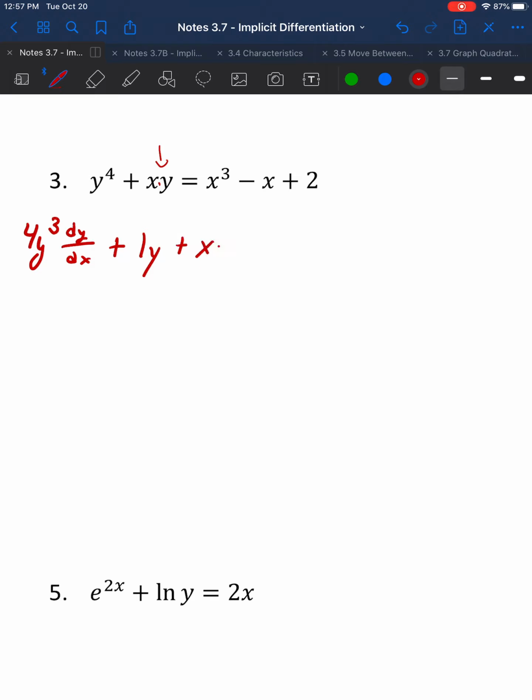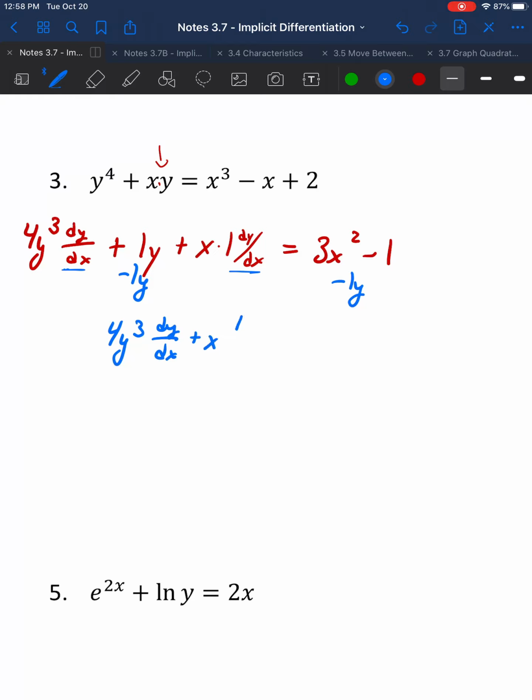Number 3 is a bit of a doozy. So first, I would have 4y cubed, but I have to have dy/dx, plus, I go to take the derivative of this term, I have a product. So derivative of the first, keep the second, plus keep the first. Derivative of y is going to be 1 dy/dx, equals 3x squared minus 1. Now, I have more than one dy/dx term, so I need to keep those on the same side of the equation. So I'm going to take this 1y over to the other side.